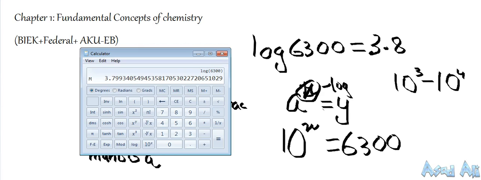You can use both. If you don't have a log table, you can use this formula and calculate the value of log. And usually there is a log button in each and every calculator, so you don't need the table. In a Casio calculator you can solve that equation, so you can solve this type of linear equation as well.